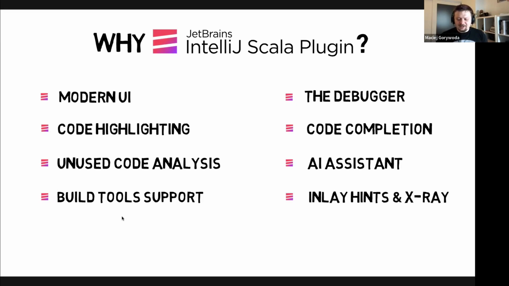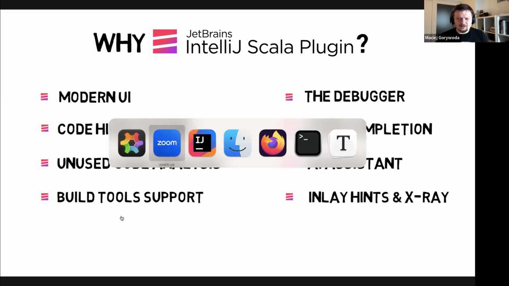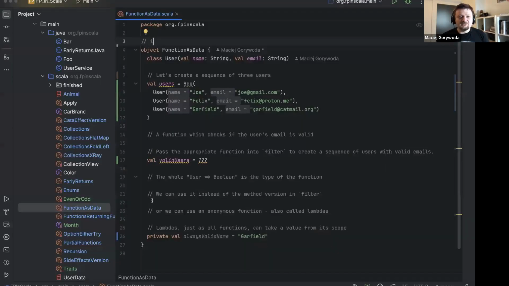And we have something called inline hints that helps a lot with showing what types and what data you are working with, displaying additional information about the code in the editor. But instead of talking in detail here, I thought it would be faster if I just go to IntelliJ IDEA and show you. You should see now one of the code examples, function as data.